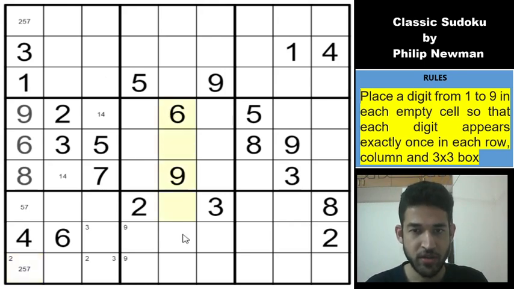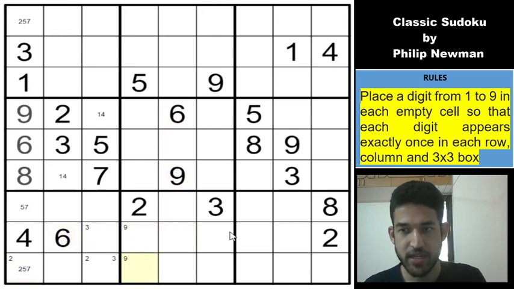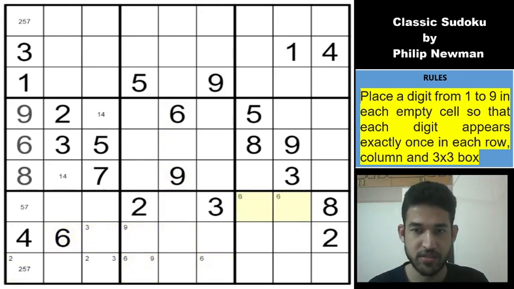Okay, so 6 is in column 5, 6 is in row 8, which means that 6 must be in one of these cells and that gives a 6 in one of these cells. Classic. So let me look at this side.